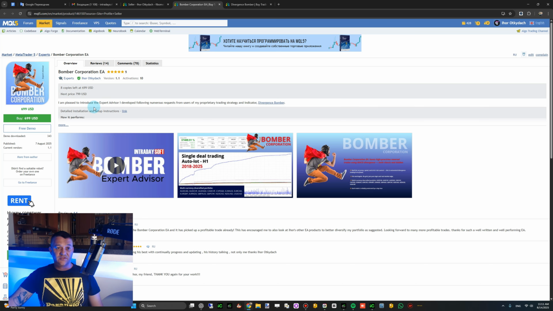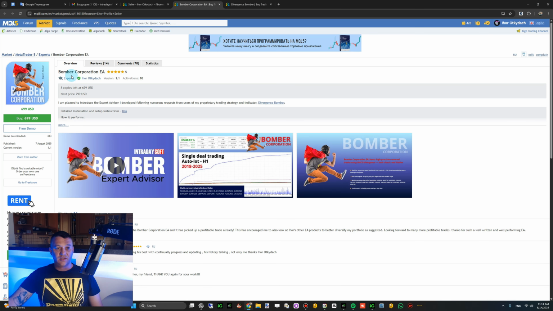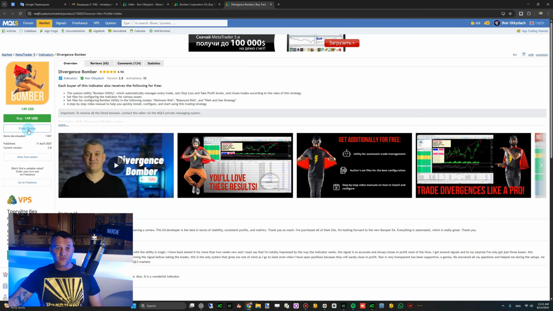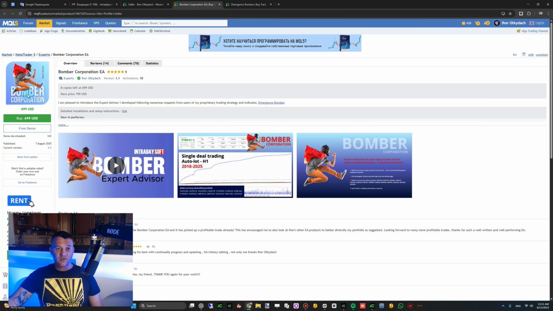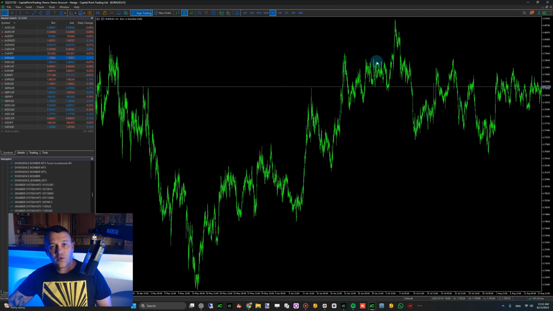So, deep inside the Bomber Corporation's automated trading system, you will find my manual trading system, which is called Bomber. Yes, you can see that the logos are similar. I did this intentionally to show that they are, so to speak, related. So this indicator is included within this automated trading algorithm. Let's switch to the MT5 platform so I can show you how it works.